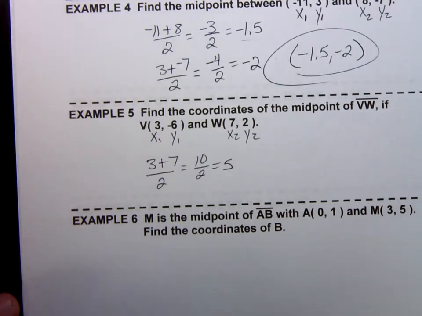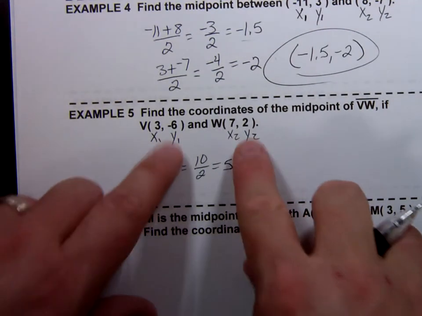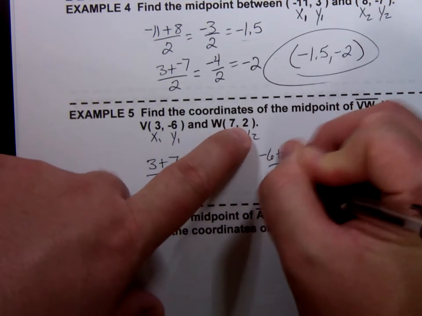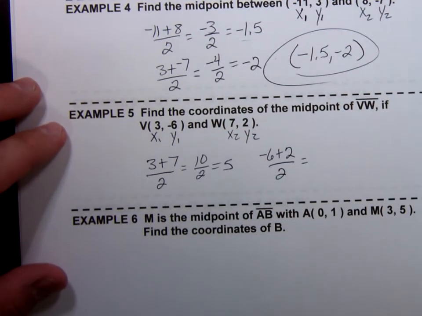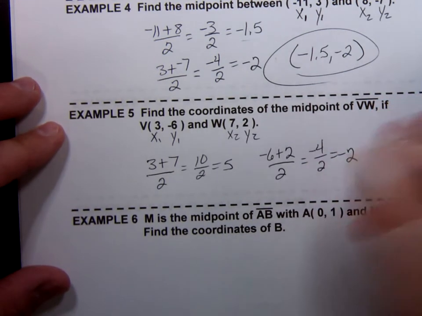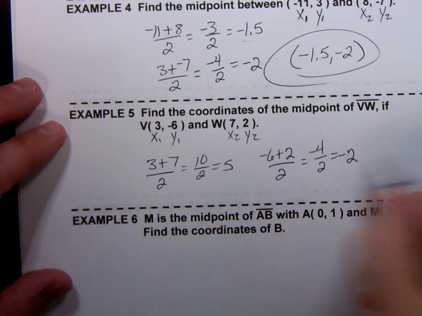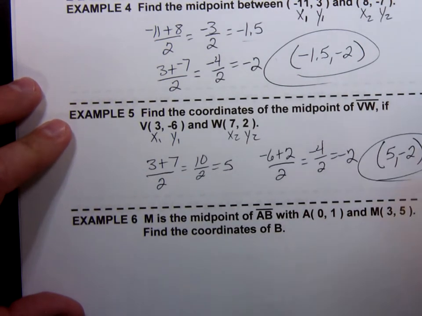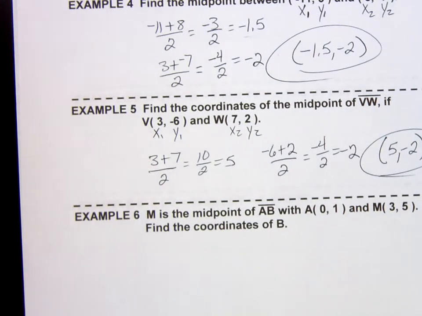Let's get the y coordinate. We're averaging the y coordinates. We add them together. y1 plus y2 divided by 2. So negative 6 plus 2 is a negative 4. Negative 4 divided by 2 is a negative 2. So we got the x coordinate, we got the y coordinate. We can write the coordinates of the midpoint now. And the coordinates of the midpoint are 5, negative 2.